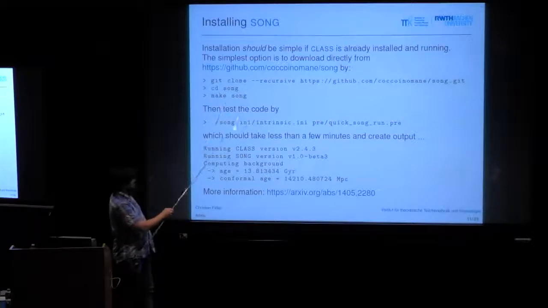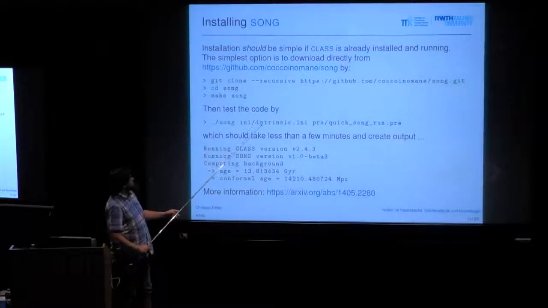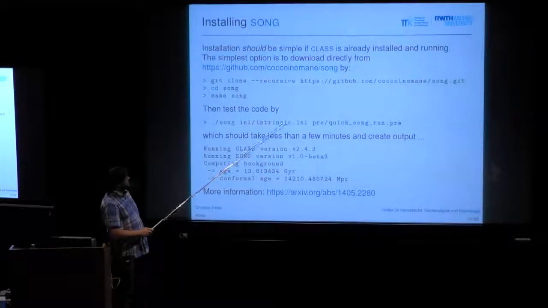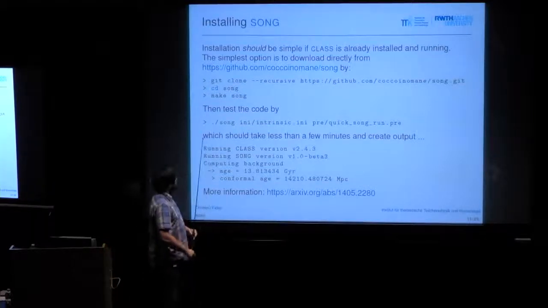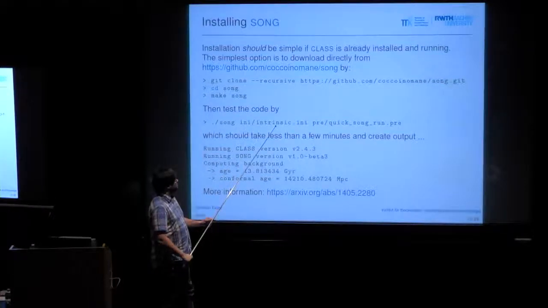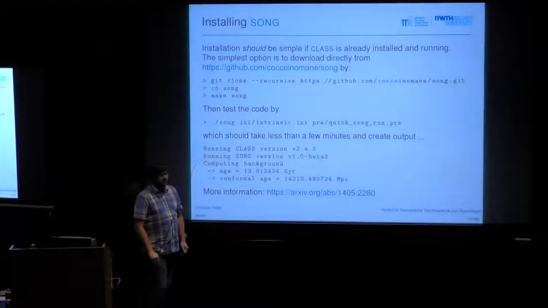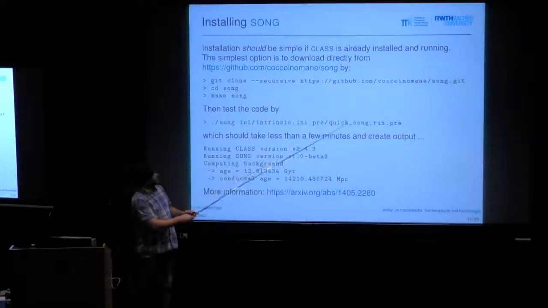Apart from that, it should be as straightforward as installing CLASS. So you just go to the folder, you make song, and after that you can run the code with two files. Both of these files are very important because they are also a documentation for the code. In CLASS, you have this explanatory.ini file, which also exists in Song, but in Song it's not very well maintained, it's a bit messy. So in Song instead we have the documentation files, which are intrinsic.ini, which explains most of the parameters, and pre-quicksongrun.pre, which explains most of the precision parameters. If you want to learn how this works, you should look into these files.